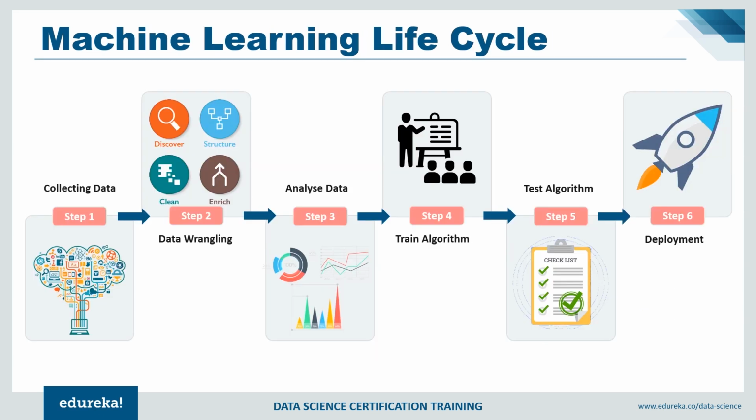Now let's have a look at the life cycle of machine learning. A typical machine learning life cycle has 6 steps. The first step is collecting data. Second is data wrangling. Then we have the third step where we analyze the data. Fourth step where we train the algorithm. The fifth step is when we test the algorithm. And the sixth step is when we deploy that particular algorithm for industrial uses.